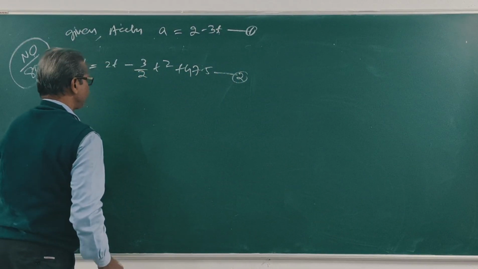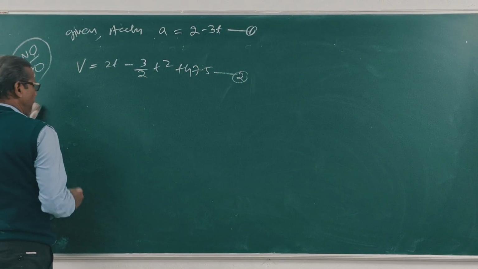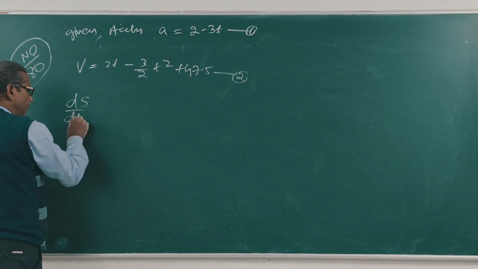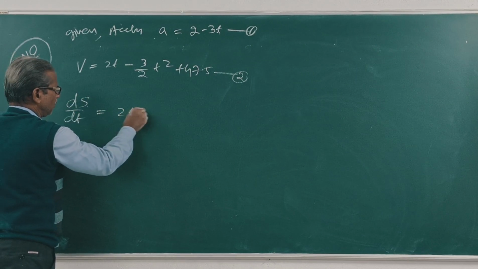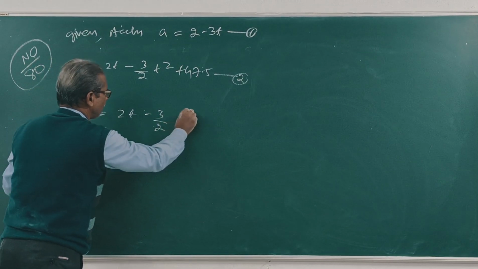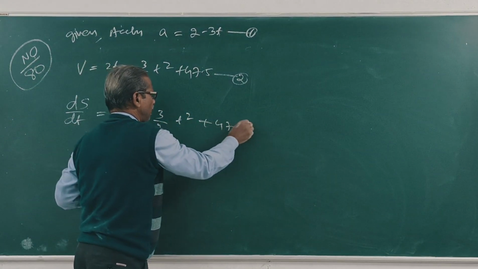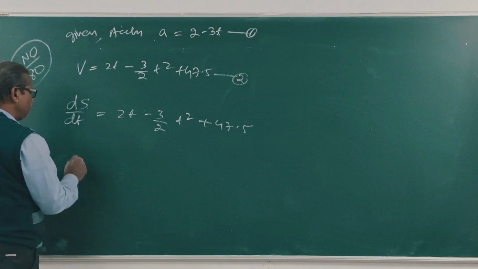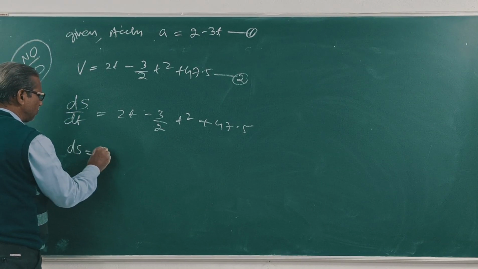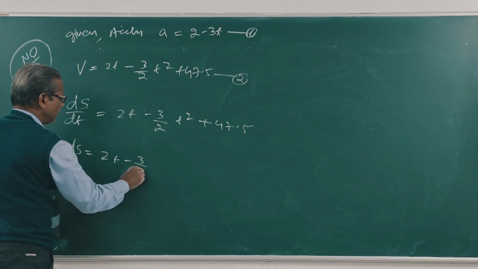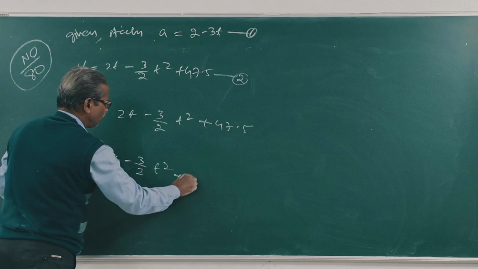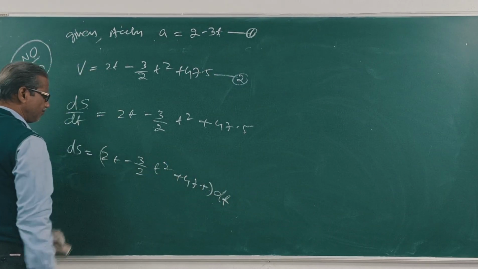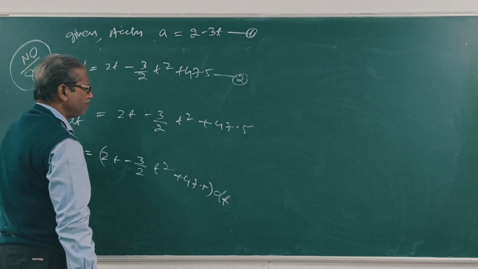Distance. What is v equal to ds by dt? This is 2t minus 3 by 2 t square plus 47.5. Now, ds is equal to (2t minus 3 by 2 t square plus 47.5) into dt. Clear? Integrating both sides.